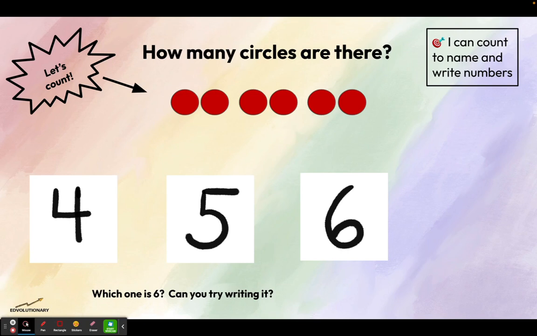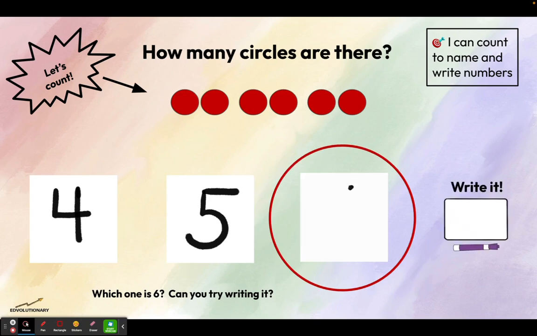So just give a second for them to try to write it and then show which one it is and say, "That one's 6. Let's write it." And so they'll have a chance to write it on their board, and the GIF is showing them how to do it, and you're able to move around and check.